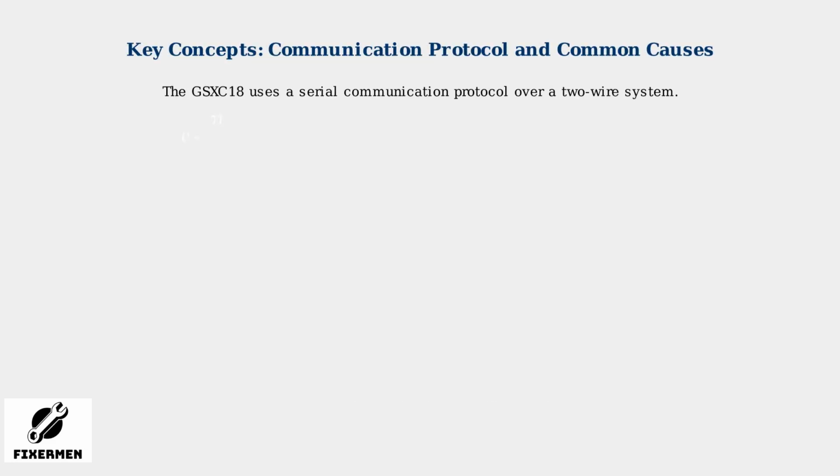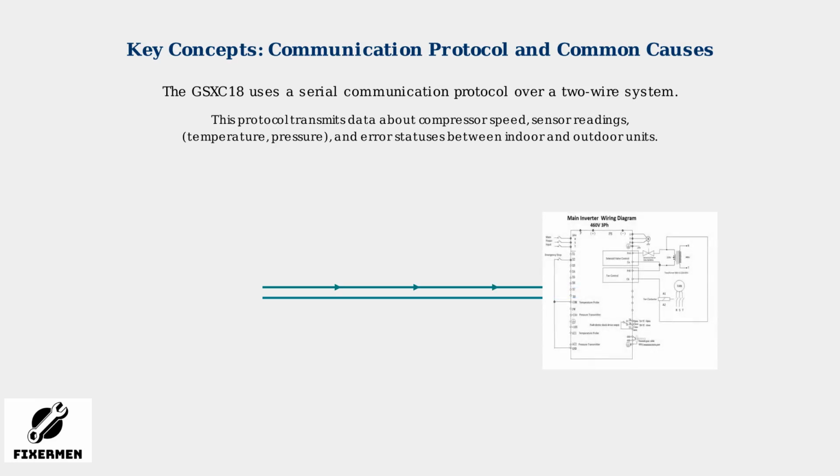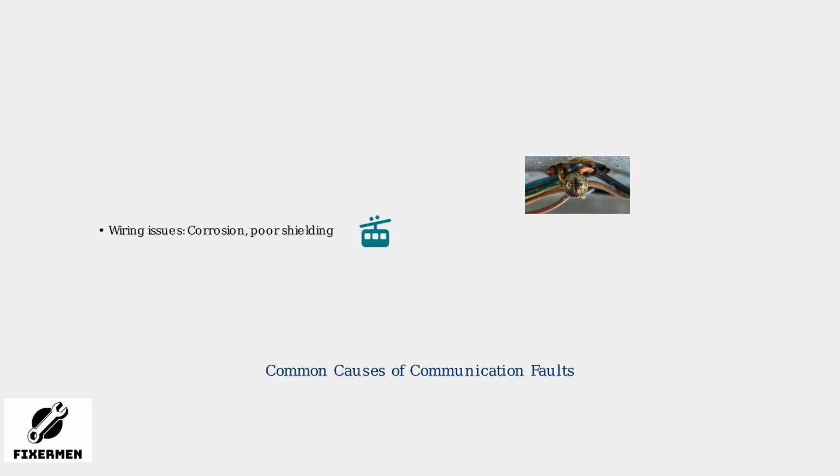The GSXC18 uses a serial communication protocol over a two-wire system. This protocol transmits data about compressor speed, sensor readings like temperature and pressure, and error statuses between the indoor and outdoor units. Common causes of communication faults include wiring issues such as corrosion or poor shielding.